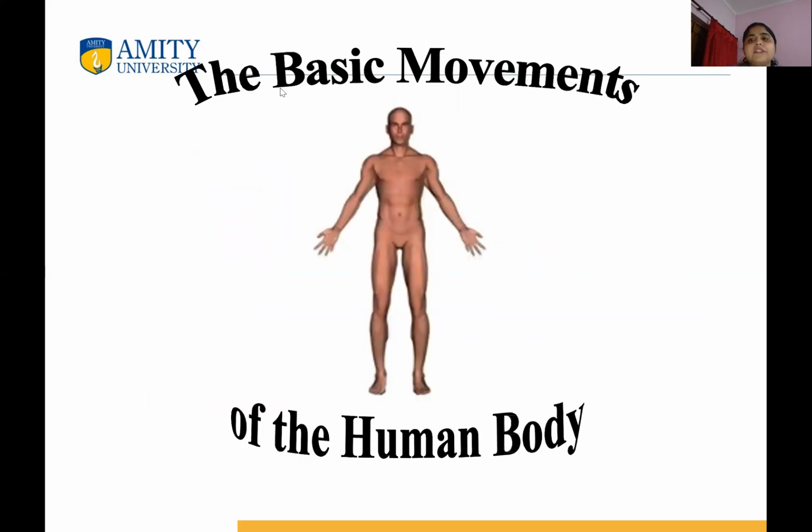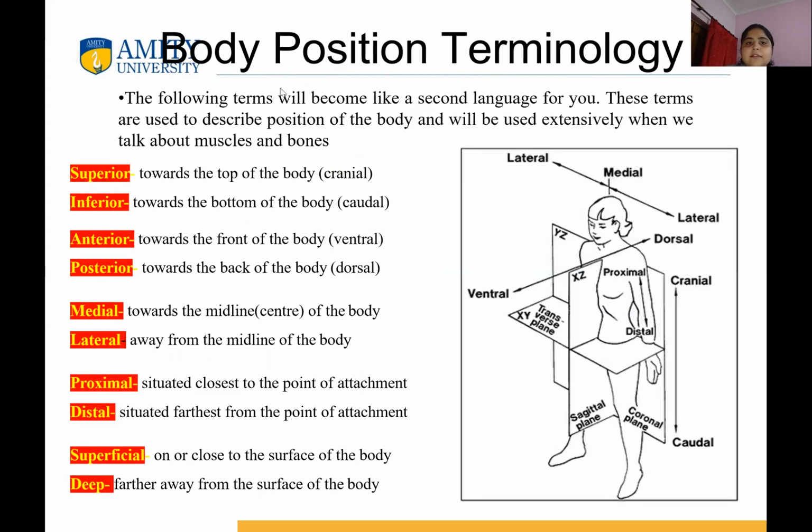The basic movements of the human body. The body position terminology. The following terms will become like a second language for you. These terms are used to describe position of the body and will be used extensively when we talk about muscles and bones. First is the superior, that is towards the top of the body. We also call it cranial.